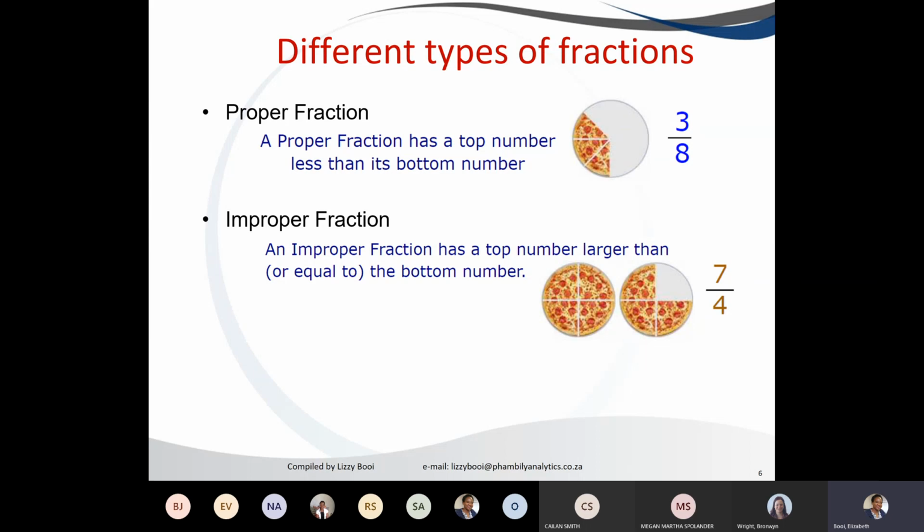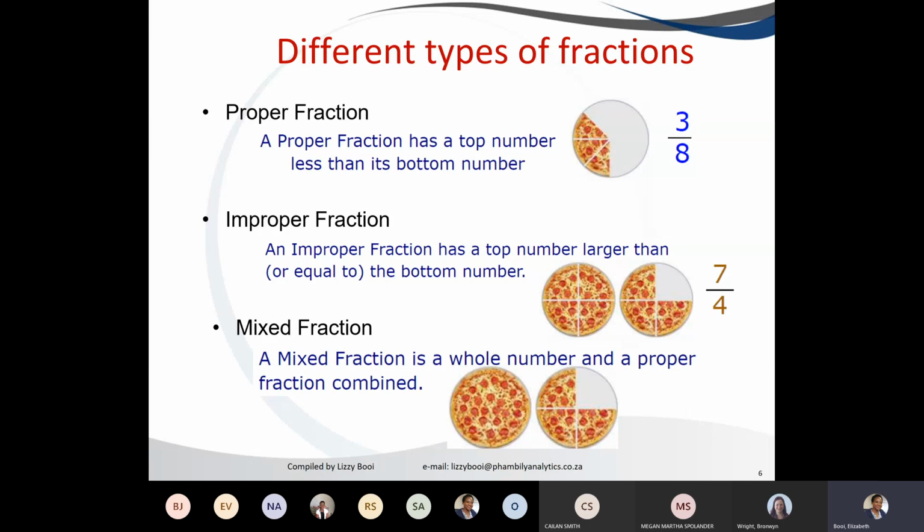We use improper fractions to solve problems because it makes it easier than working with the other type of fraction, which is called the mixed fraction, which is the lowest form of your improper fraction. What is a mixed fraction? A mixed fraction is a combination of a proper fraction and a whole number.